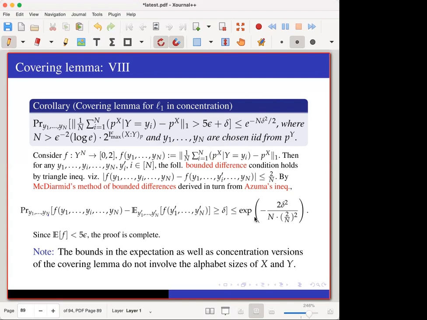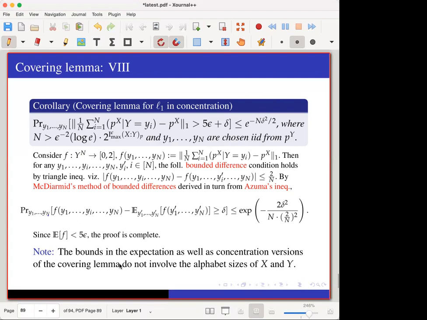So it is exponential in minus 2 times delta square, whatever this delta square comes out here, now divided by the summation of c_i square. So what was c_i? c_i was the bounded difference in the ith coordinate. So you just take the sum of the squares of the bounded differences. This is McDiarmid. And if you evaluate this, it will come out. And now I know that the expectation of f is less than 5 epsilon. So the proof is complete.